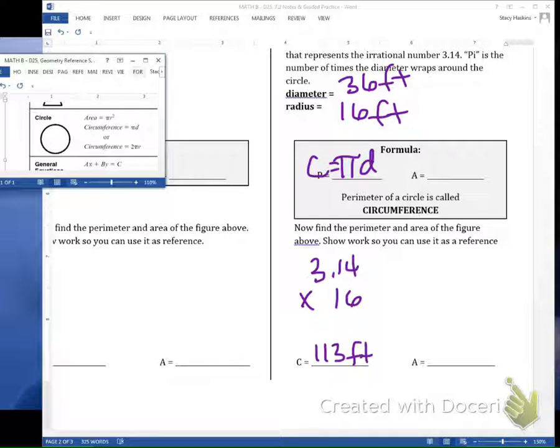Alright, now we're ready to look at the area of the circle. So the area of the circle, what is the formula? Look at your formula sheet. Area equals pi r squared this time. So to calculate it, again you can use your pi button on your calculator, or you would have to use the number 3.14, and you're going to multiply that times your radius, which we found out was 16, but we have to square it. So you need to use the square button on your calculator.